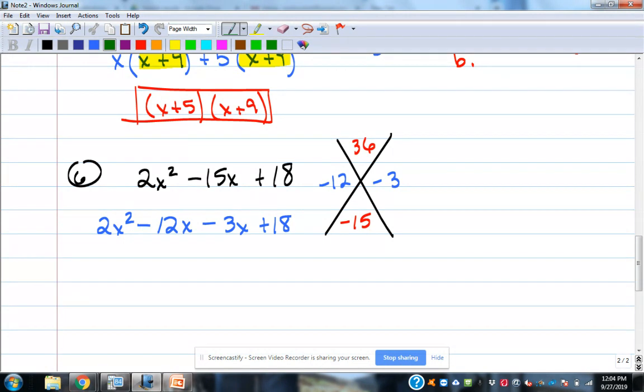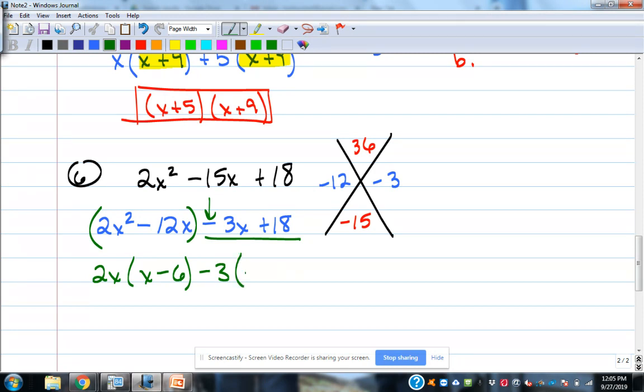Okay? All right, now, once I put those in there, what do we do? Group. First 2 together, last 2 together. What's the GCF of the first group? 2x. What's that leave in parentheses? Good job. What's the GCF of the second group? A minus 3. We're always going to take that sign that's right there. We're going to take it out with it. If it's a minus sign in the middle right there, it's going to be a minus sign when you pull out the GCF. So we're going to pull out a negative 3.